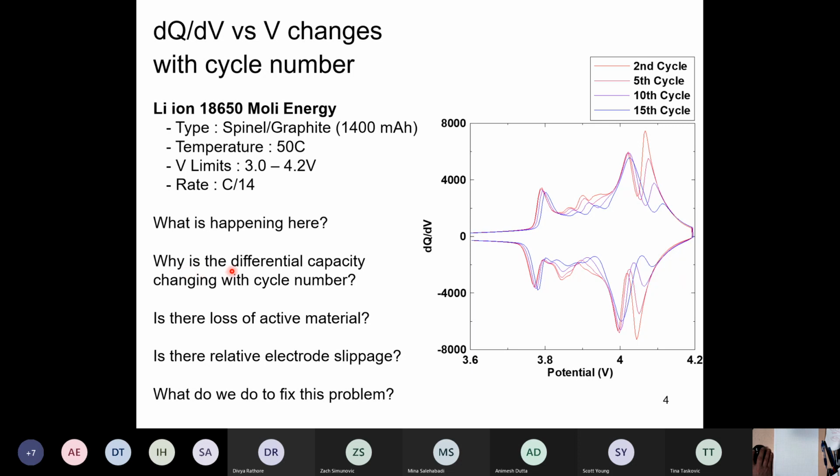So you ask, why is the differential capacity changing with cycle number? Is there a loss of active material? Positive active material loss, negative active material loss? Is there relative electrode slippage? Does the negative move to the right relative to the positive? What's going on? And your goal as a battery person is to fix the problem so that the cell does not degrade. So if you can figure out what's wrong, you have a chance to fix it.